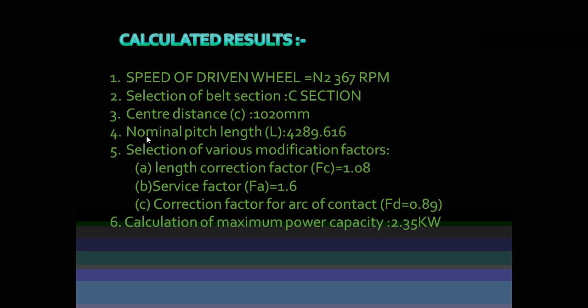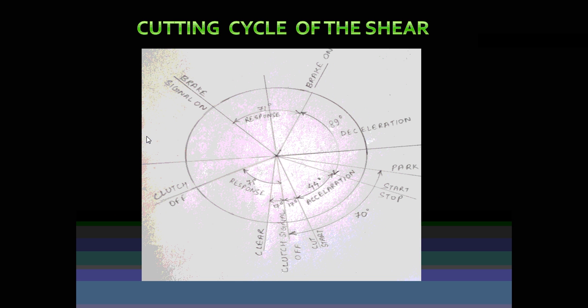Nominal pitch length L will be 4289.616. Selection of various modification factors: length correction factor FC is 1.08, service factor FA will be 1.6, correction factor for arc of contact FD is 0.89. Calculation of the maximum power capacity is 2.035.